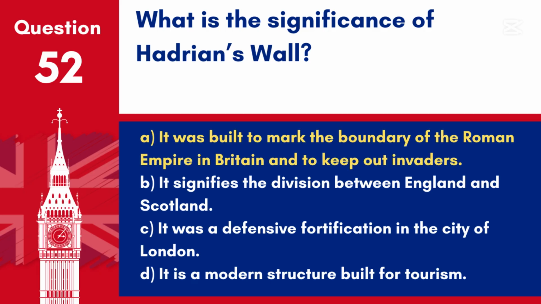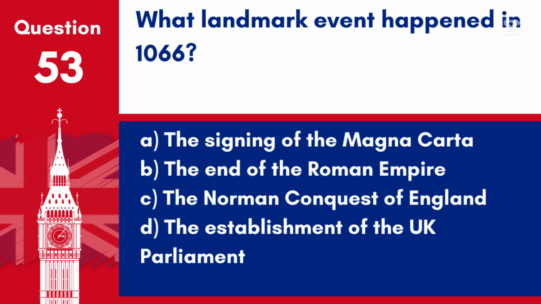Answer: A. It was built to mark the boundary of the Roman Empire in Britain and to keep out invaders. Hadrian's Wall was constructed under the orders of Emperor Hadrian in AD 122 to assert Roman control and protect against northern tribes. Question 53. What landmark event happened in 1066?